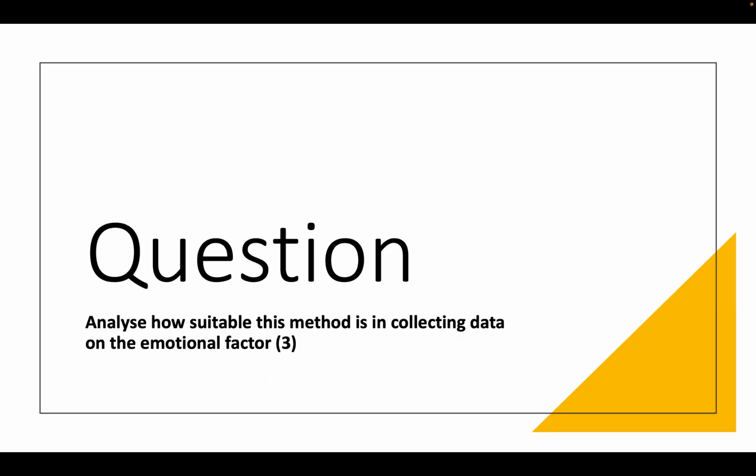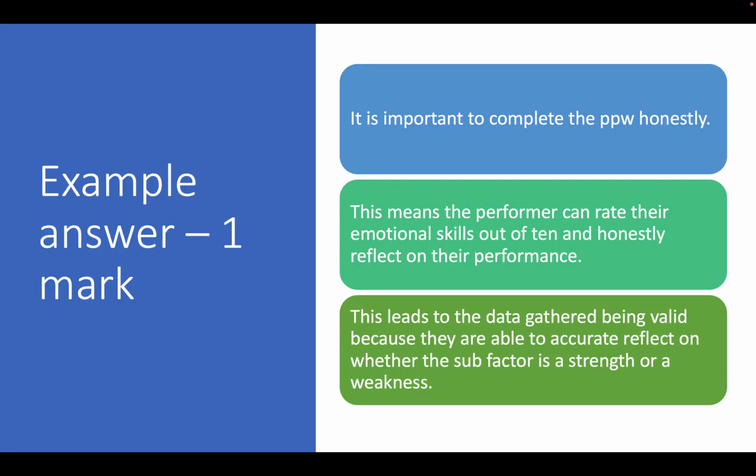Here's what a question might look like in your Higher PE exam, and we're now going to look at a benefit and a limitation, both of which would get a mark. The question is asking you to analyse, so we're going to try and break it down into its important parts: how suitable the method is in collecting data on the emotional factor. Here's an example answer written in the 3-step process, the 3 I's, to answer an analyse question.